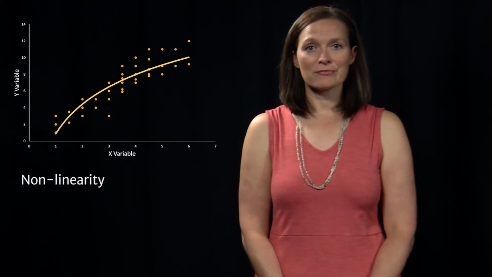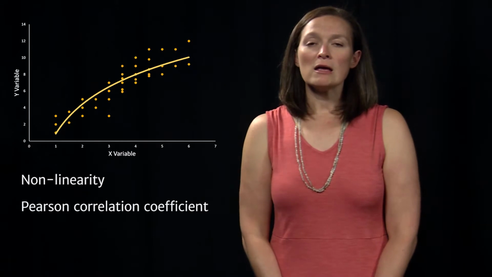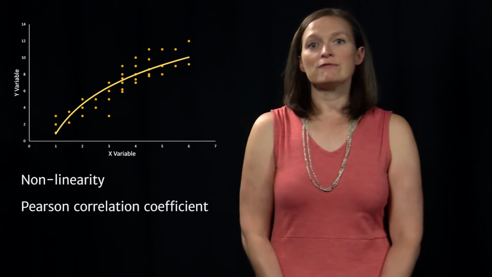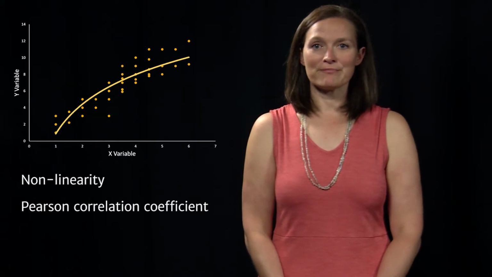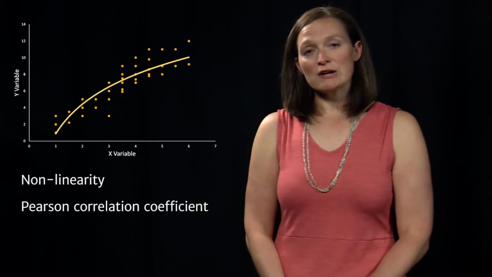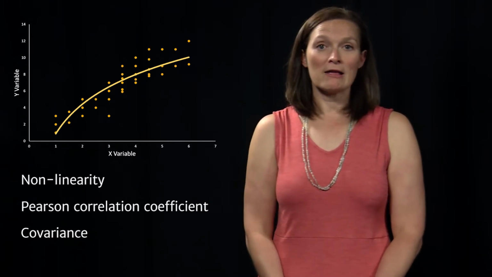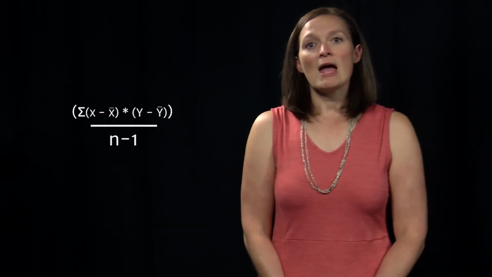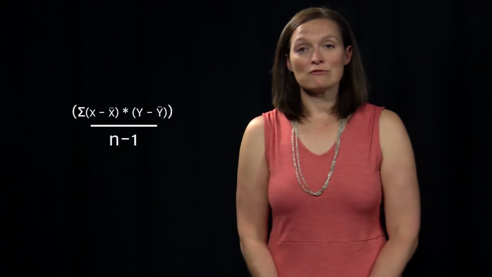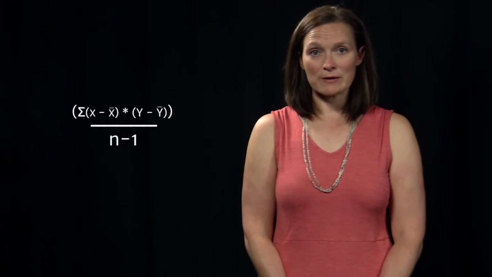In addition to visually representing the relationship between x and y, we can mathematically represent the degree of linear relationship between x and y using the Pearson correlation coefficient. Our previous univariate statistics were driven by the variance formula. Now they will be driven by the covariance formula. The covariance uses each score's deviation from x and multiplies it by its deviation from y, then adds all of those up and divides by n minus 1.